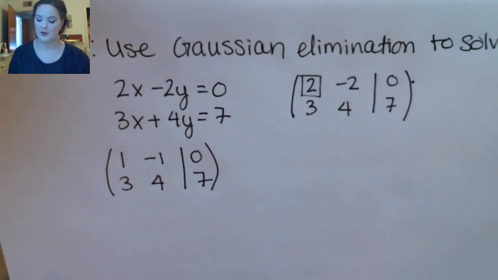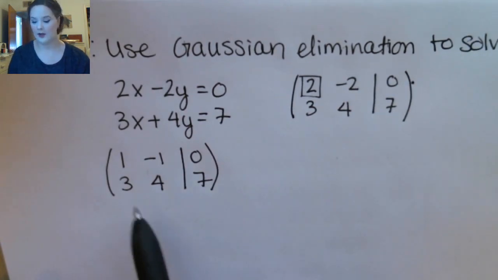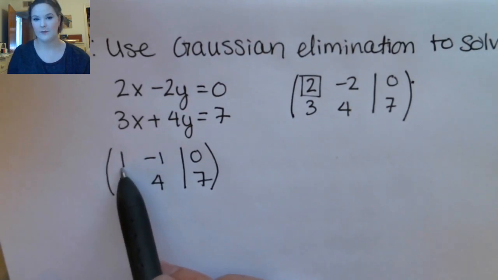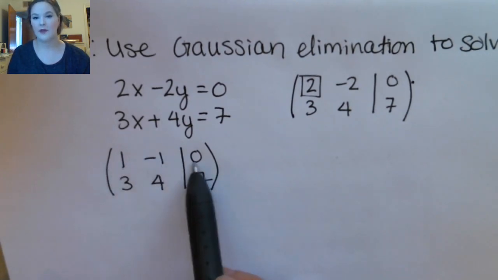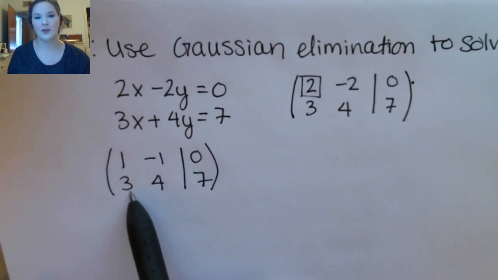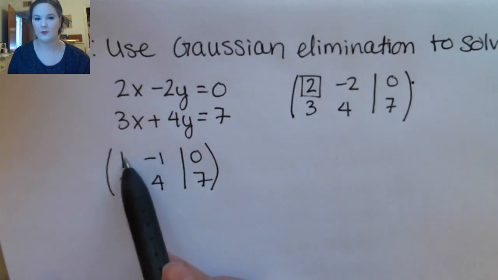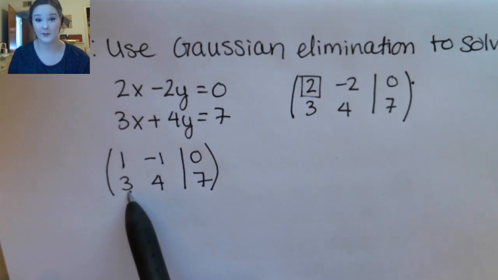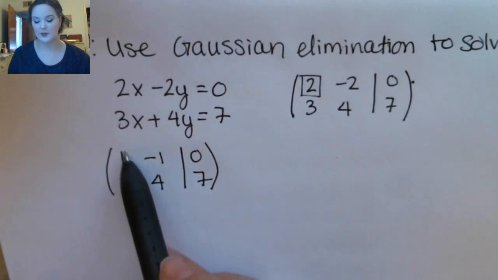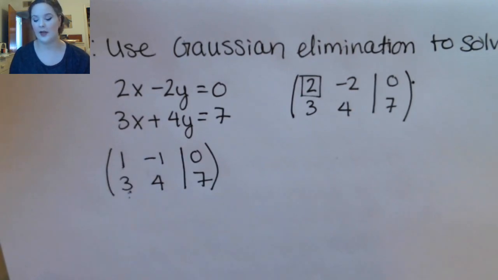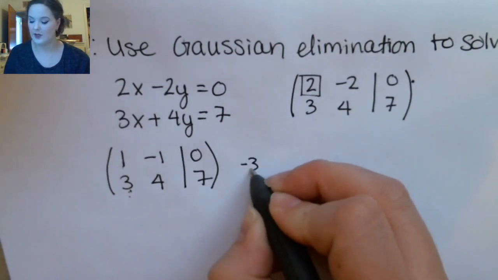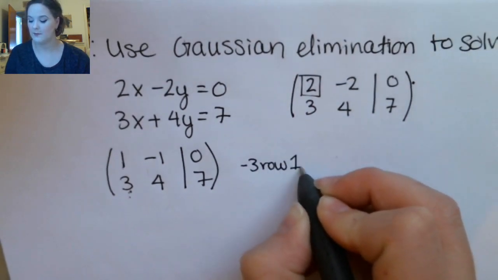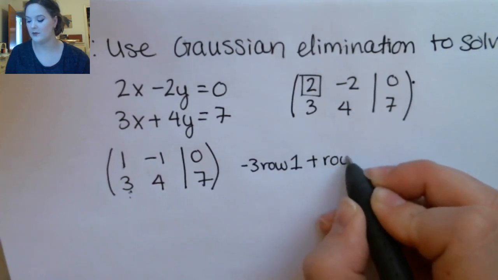So now I'm still looking at this entry, and I'm going to use my first row to eliminate this entry and get a 0. If I want to add a multiple of this row to this one and get a 0, what can I add to 3 to get 0? Well, it has to be -3. So that means I need to multiply -3 times the first row and add it. So -3 times row 1, and then I'm going to add it to row 2.